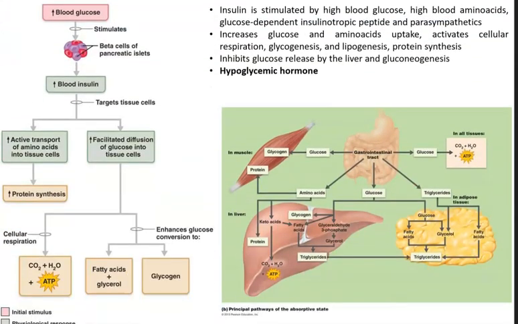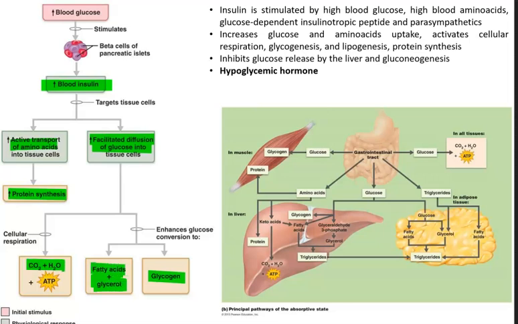And the hormone that regulates it is, not surprisingly, insulin. Because insulin increases the amino acid uptake and stimulates protein synthesis. And it increases the glucose uptake and stimulates glycogen synthesis, eventually lipogenesis and glycolysis.